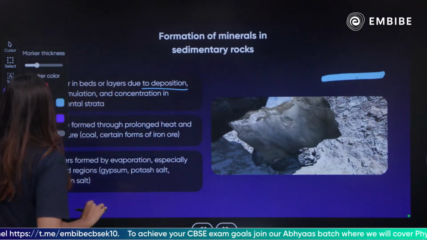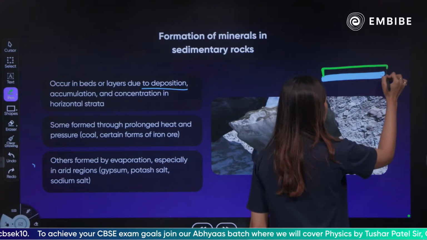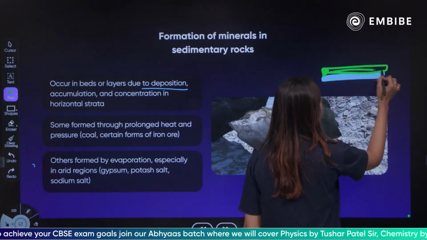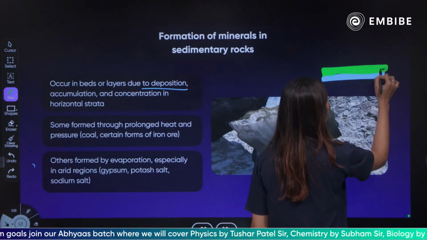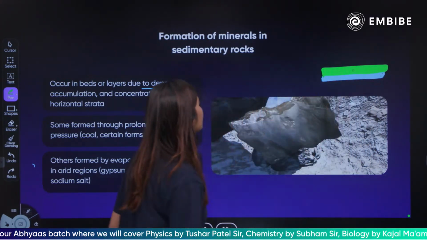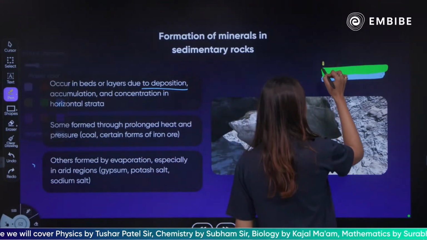Another layer will look like this on top of it. When you cut it and look at it from the side, this is how it will appear. It will have various layers to it, you guys. This is how sedimentary rock will look to you. It will have various layers: 1 layer, 2 layer, 3 layer, 4 layer.